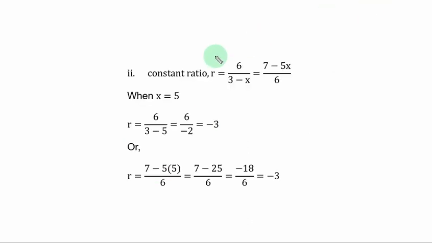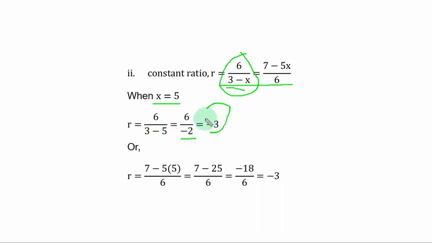Roman figure 2. The constant ratio or the common ratio is expressed in this form: second term over first term, or third term over second term. We are going by this part of it to get the constant ratio. When s is equal to 5, you replace s with 5 here and you have 6 over 3 minus 5. That is 6 over minus 2.